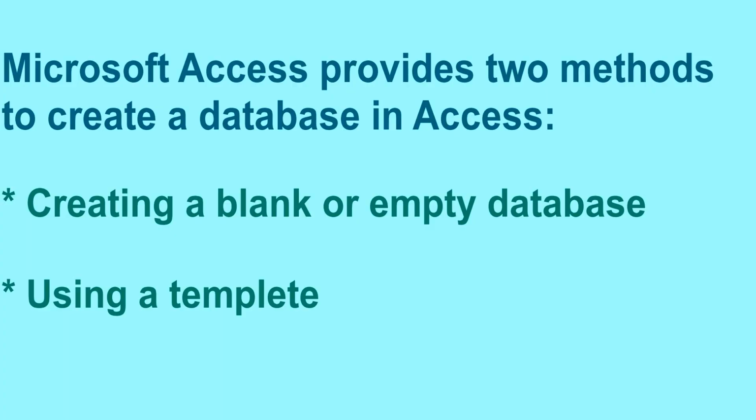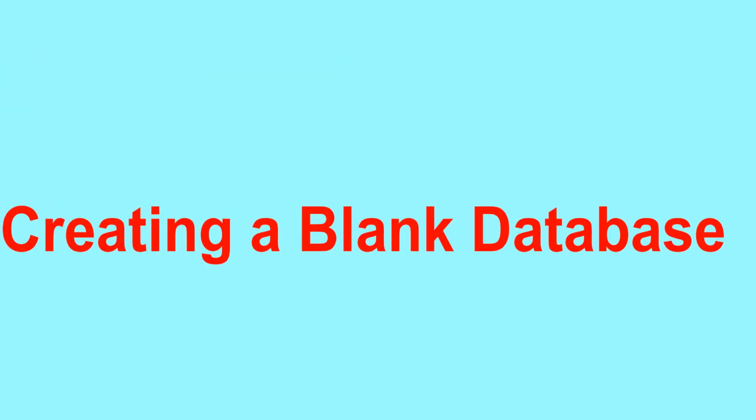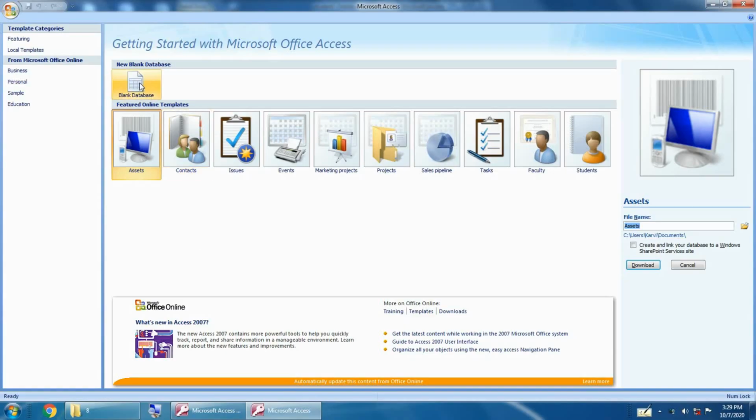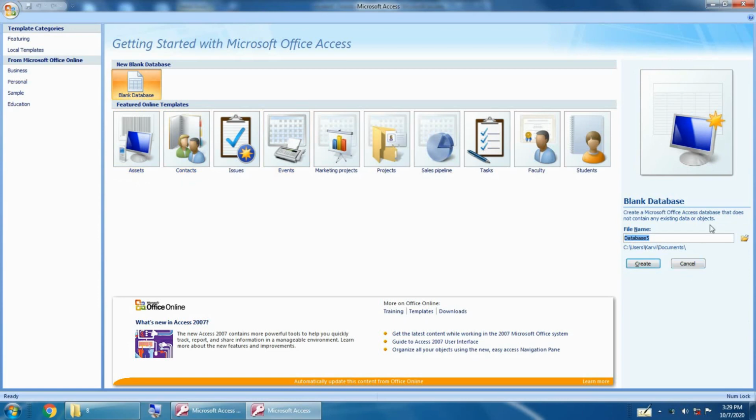Microsoft Access provides two methods to create a database: creating a blank or empty database, and creating a database using a template. Let's now discuss creating a blank database. Let's follow these steps. Step 1. Click Blank Database. A pane appears on the right with blank database information.